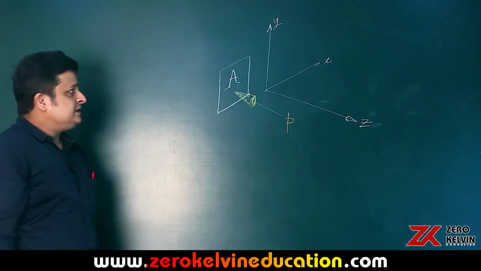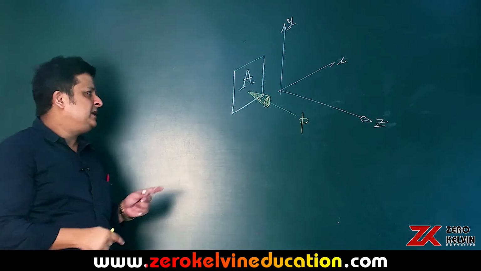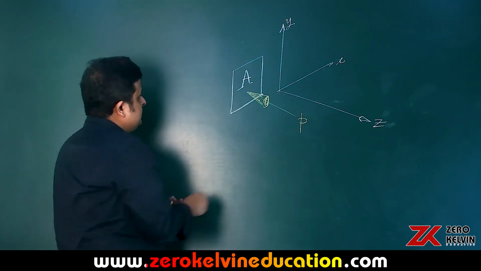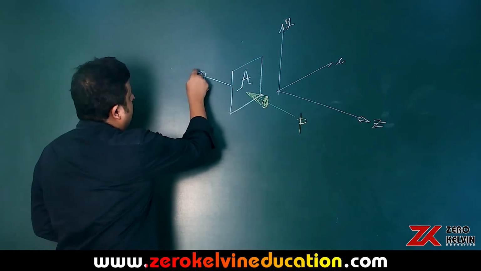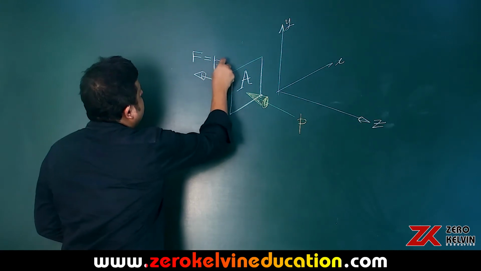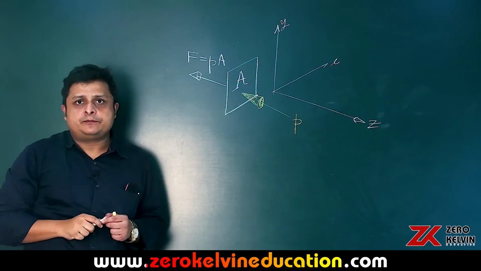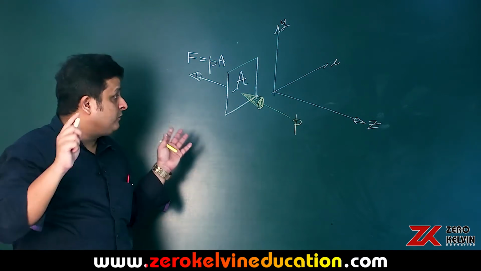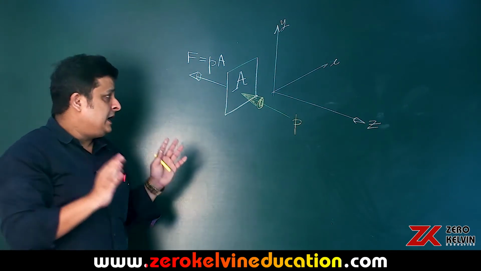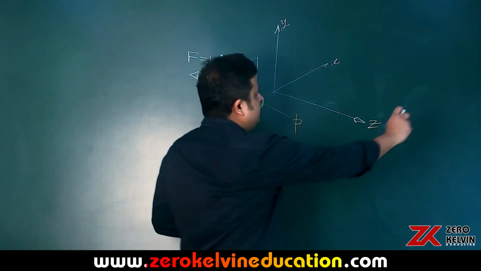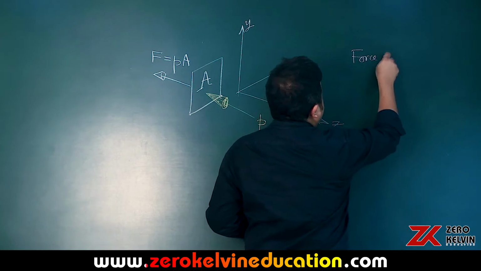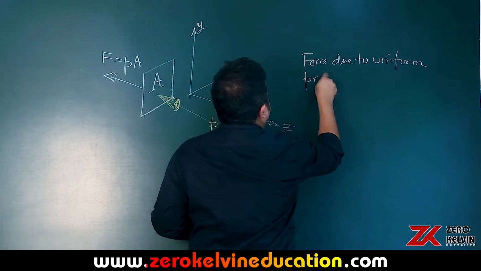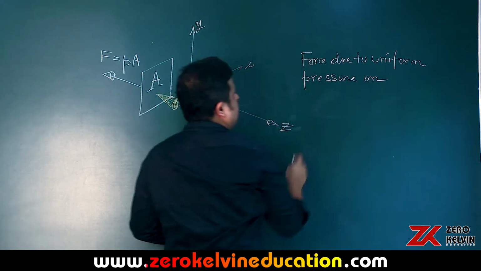P. So what is the force due to pressure on this plane surface area? Simply you know that the force is going to be P multiplied by A. So here it is, the force due to pressure on this surface F is equal to P multiplied by A. Now let us calculate force due to uniform pressure on curved surfaces.